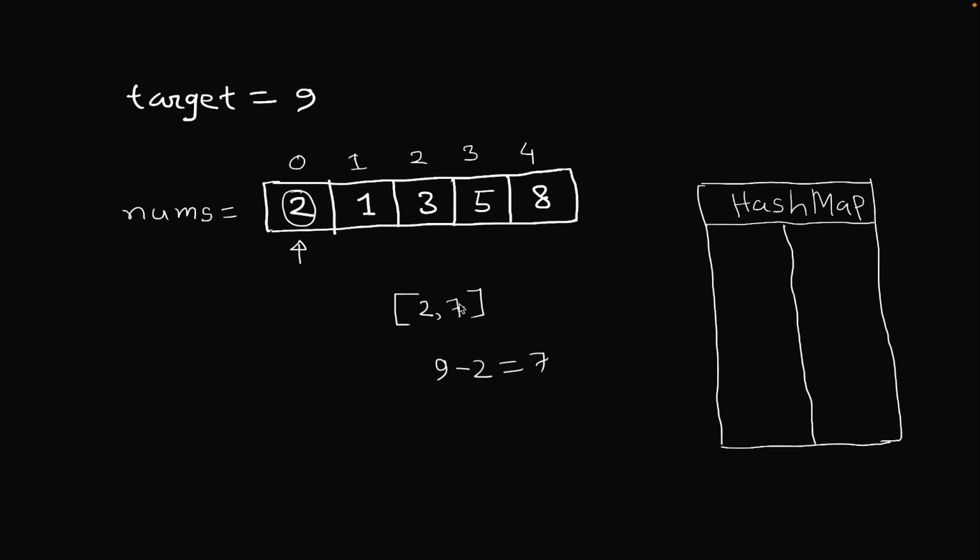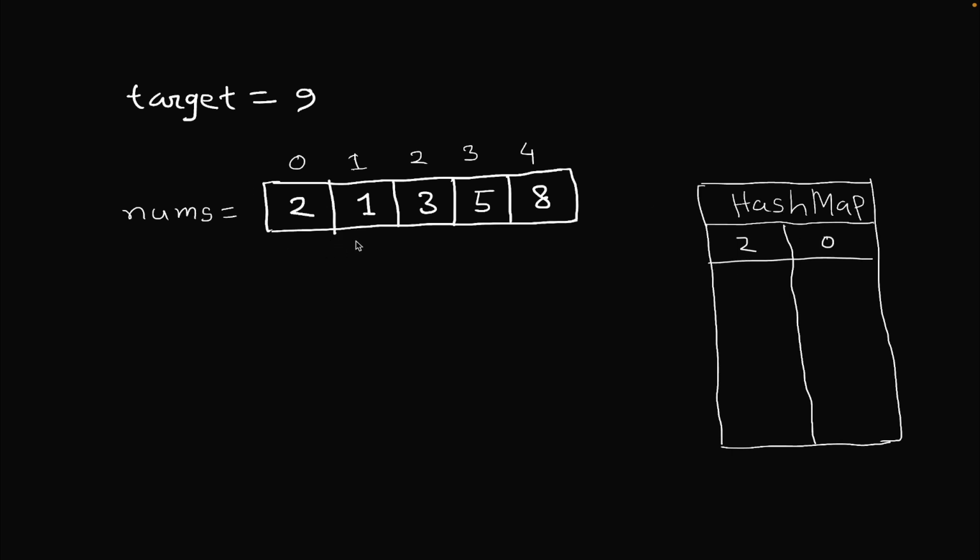If we have 7 here, it means that we found a pair that adds to the target 9. So we're going to search for target minus current element. So 9 minus 2. Does 9 minus 2 exist in our array? Up until this point, we have processed this subarray. In this subarray, we see that 7 does not exist. So we are going to insert this element 2 and its index 0 in our hash map.